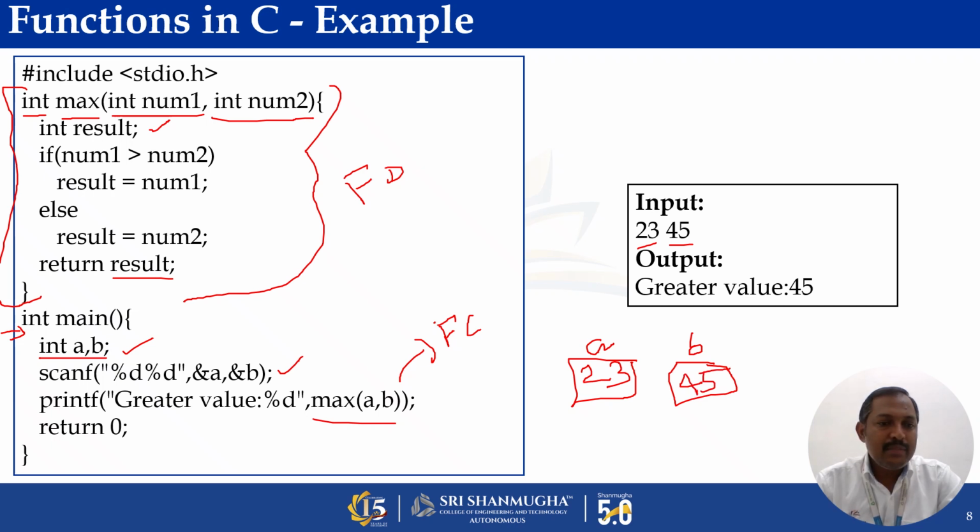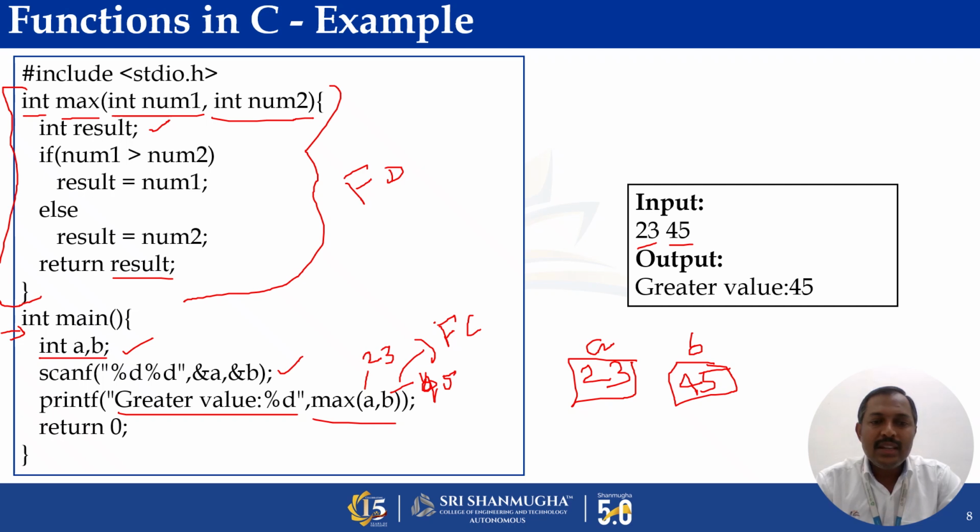The next statement, there is a printf statement. Within that printf statement, we are calling the function. This function can be called within the printf function or outside the printf function. Wherever we want, we can call. So max of a comma b. We are calling the function max with values 23, 45. What is the a value? 23. What is the b value? 45.